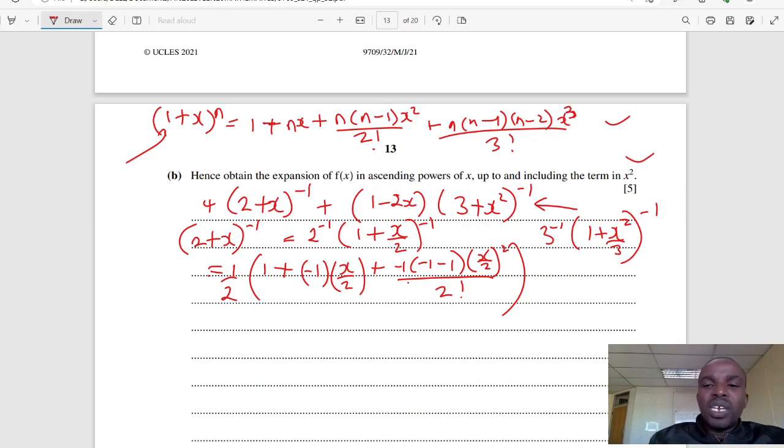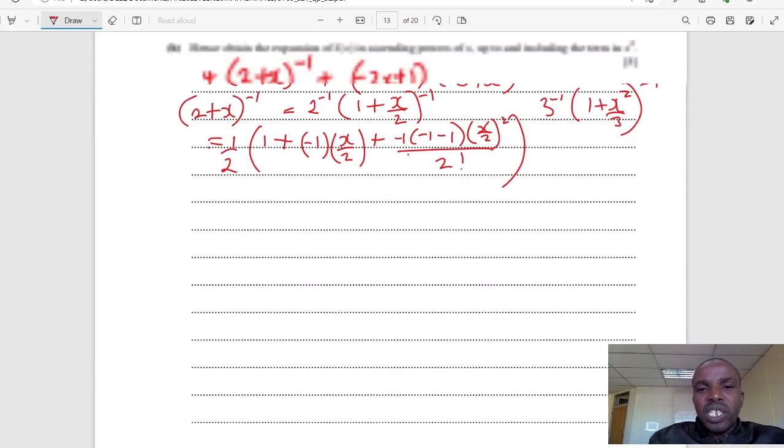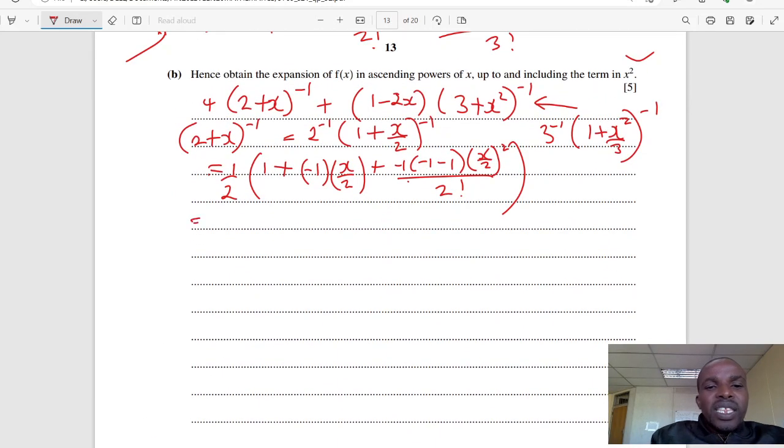So this will be the term. I just have to end here. Let me see my space. Not much space here. Then I have to say half here. Then here it will be 1, then minus x over 2.